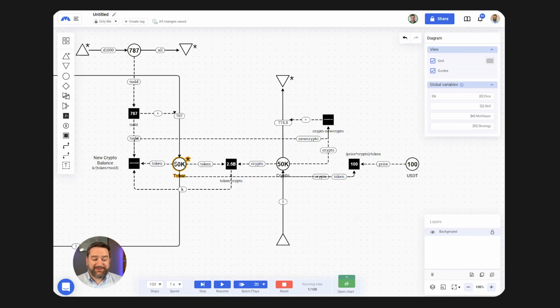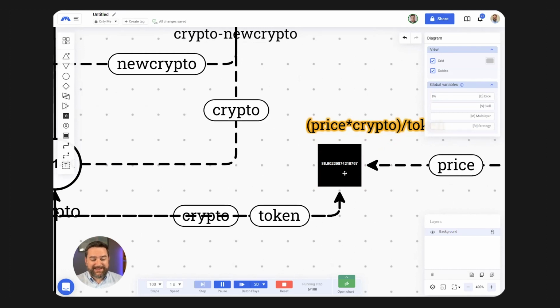Because they're both starting off with equal liquidity, 50,000 tokens and 50,000 crypto, the price of each crypto is 100 cents or $1. Therefore, the price of each token is going to be 100. Now, as I leave this running, I'll zoom in a bit so we can see the number. Because we're constantly selling tokens into the AMM and removing crypto, we're going to see the price of our tokens going down all the time.